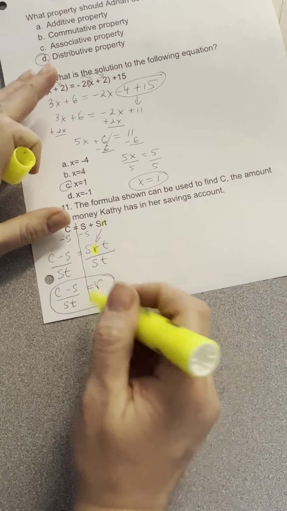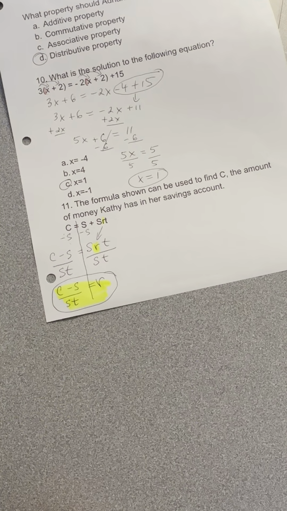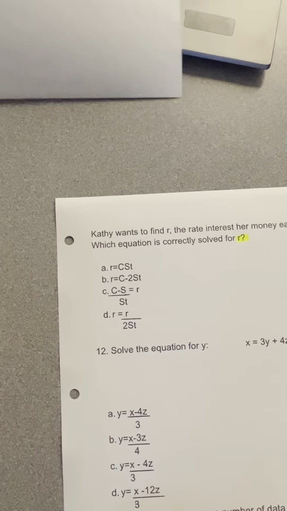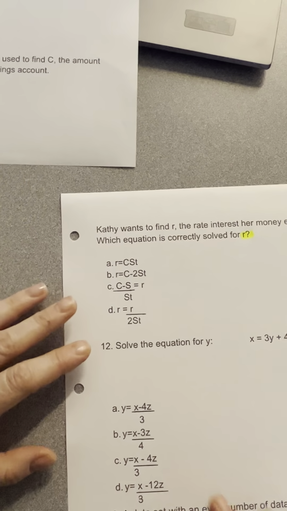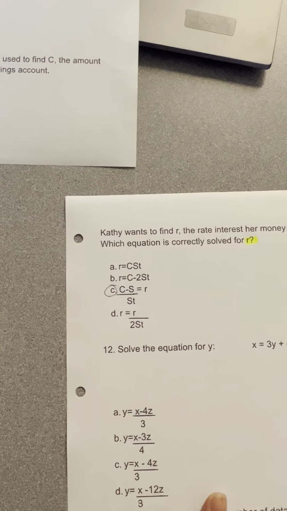So literal equations, a little different. We are not really solving anything. All we do is moving terms around. So, sorry about that. So my answer would have been C. All right, let's go to number 12.